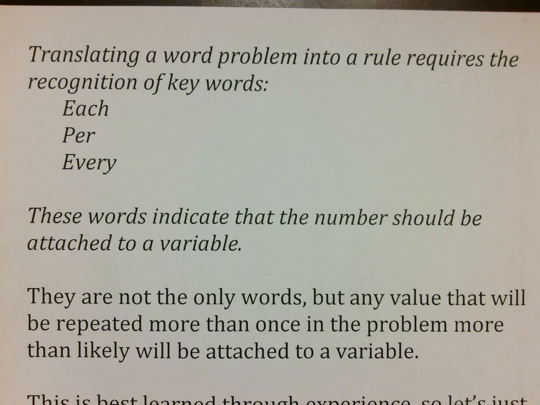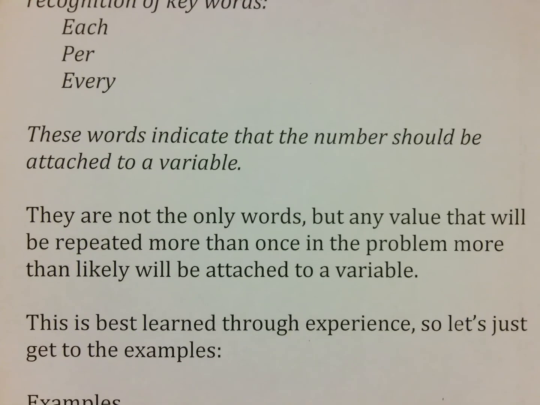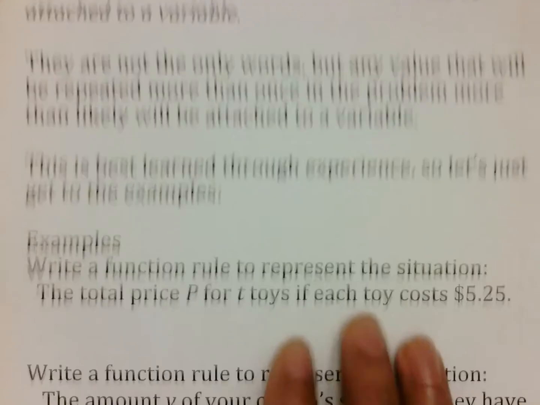Translating a word problem into a rule requires a recognition of some keywords that we've talked about already, which are each, per, every. Those words indicate that a number should be attached to a variable, and those aren't the only words, but the key thing to know is that any value that will be repeated more than once in a problem more than likely is going to be attached to a variable, and this is best learned through experience, so I think it's best to just get to the examples themselves.